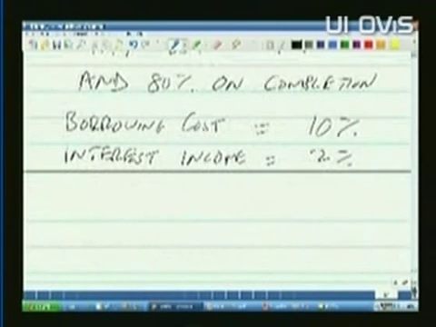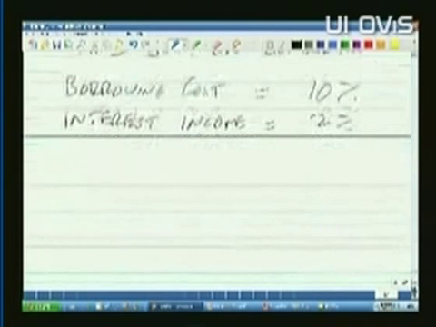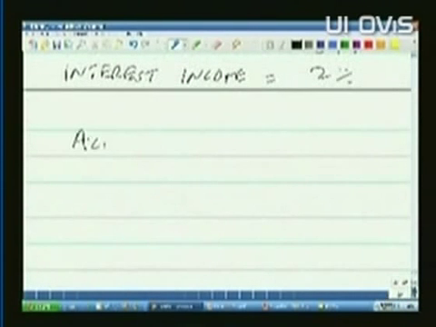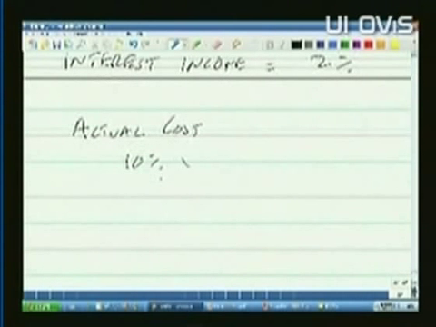Okay. So the rules are: construction has to have commenced. So I can only capitalise the borrowing cost whilst construction is ongoing. For construction to be ongoing, I would say my actual cost of borrowing. So let's just assume that the building's been going on now for the whole of this year. My borrowing cost is going to be 10% times 1 million, which is therefore 100,000. Okay?